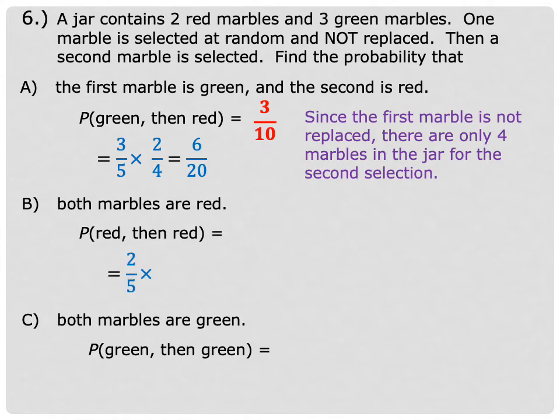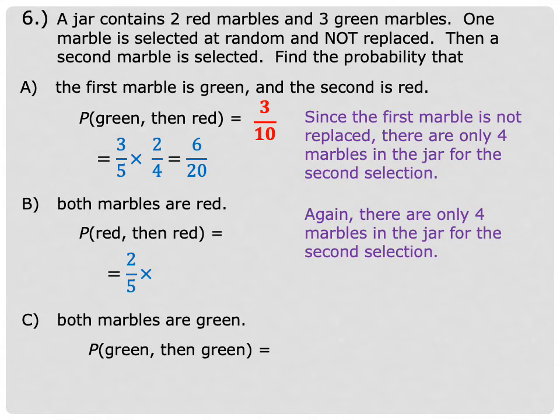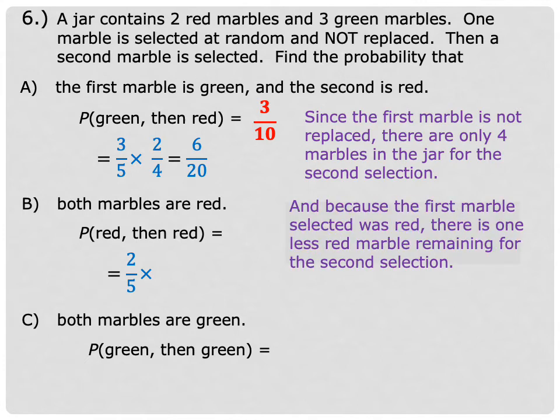If you want the probability that both marbles are red, you're going to find the probability of getting a red. So there's 2 red out of 5 total. And again, there are only 4 marbles in the jar for my second selection. Okay, I took 1 red one out. And because the first marble selected was red, there's 1 less red marble remaining. So now for my second red, I only have 4 marbles left, and only 1 of them is going to be red because I already took out 1 red marble. So the probability of getting a red and then another red would be 1/10.